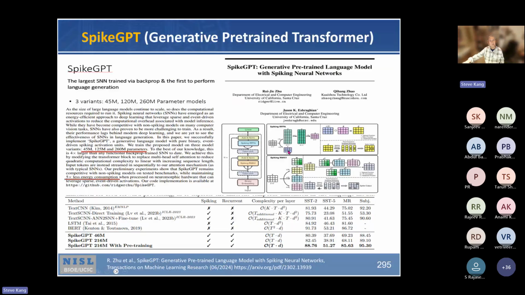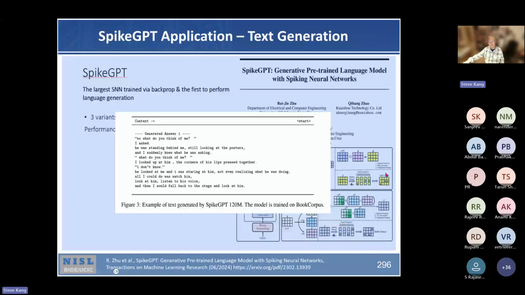And then SpikeGPT instead of ChatGPT. You have SpikeGPT produced by Jason Eshraghian's group. Rui-Jie Zhu is the graduate student doing a wonderful job. He's from China, and he developed all this software and so on. And this is an application. So, what do you think of me? I ask. And then this is produced by the language model.